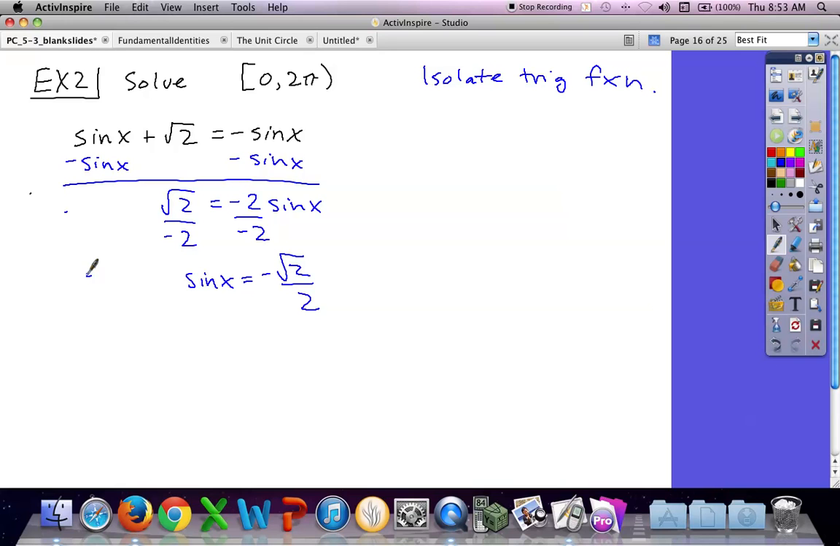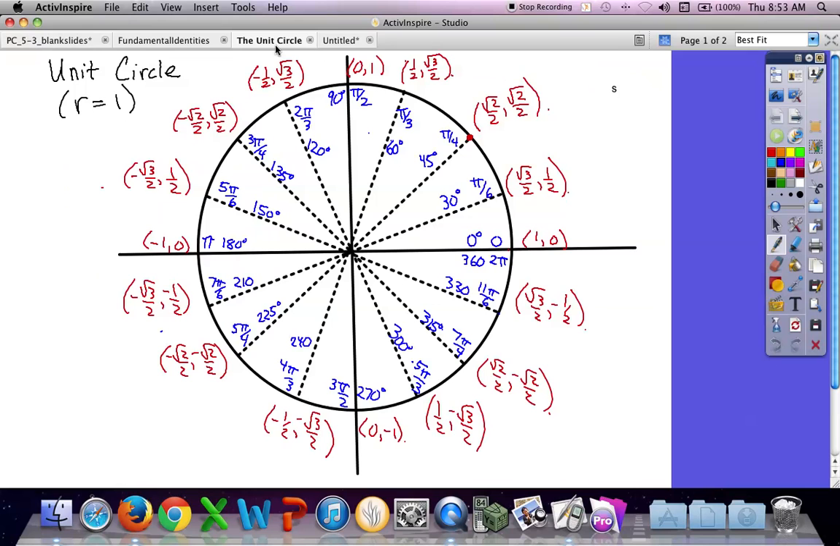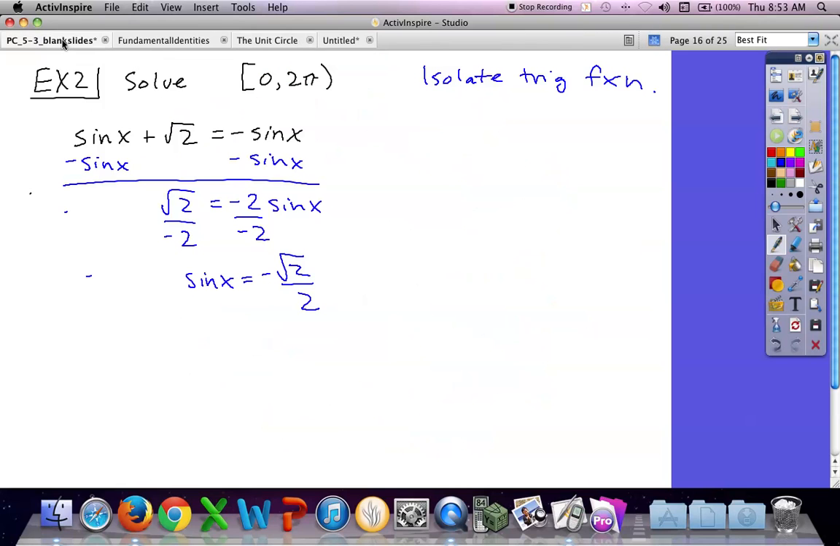So in between 0 and 2 pi, go to the unit circle. Where does sine equal negative root 2 over 2? 5 pi over 4? 7 pi over 4. So your two answers are x equals 5 pi over 4, 7 pi over 4 from the unit circle.